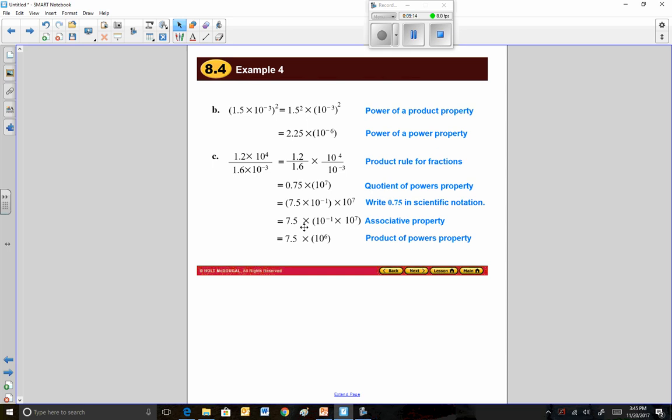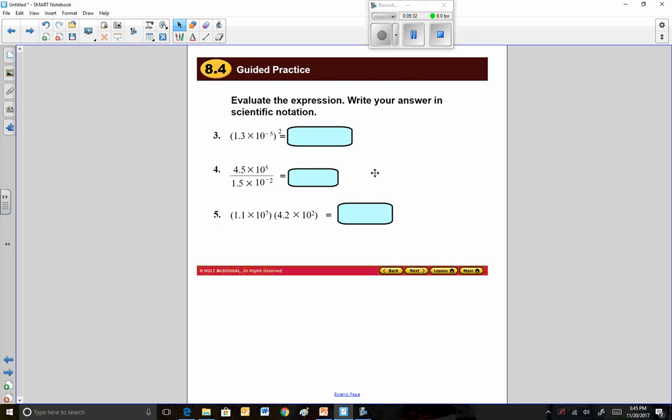Now you have 7.5. These two come together, and so we have negative 1 plus 7. So negative 1 plus 7 makes that a 6. So you have 7.5 times 10 to the 6th power. You may need to pause your video and rewind this and watch it a couple times. Pause your video and try these 3 questions.